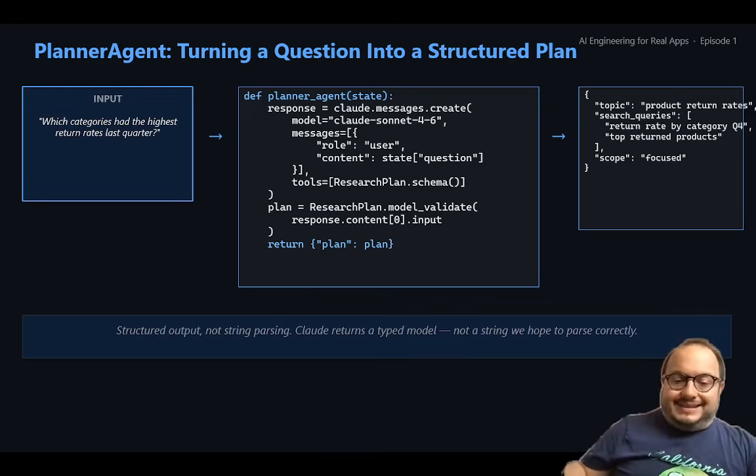This is the same argument again. Each node produces an explicit, inspectable output. That is what makes the pipeline debuggable.